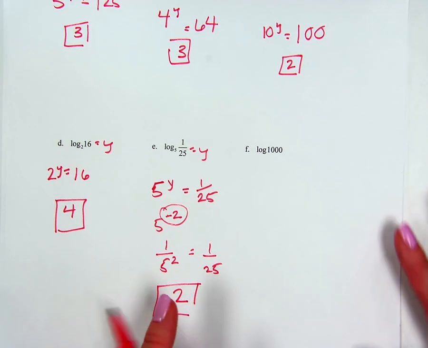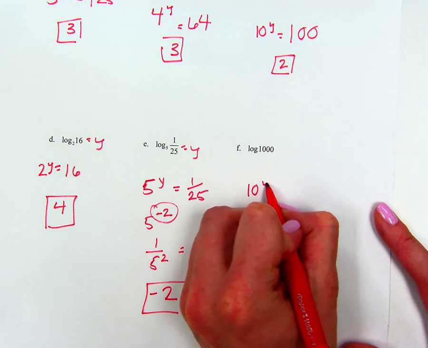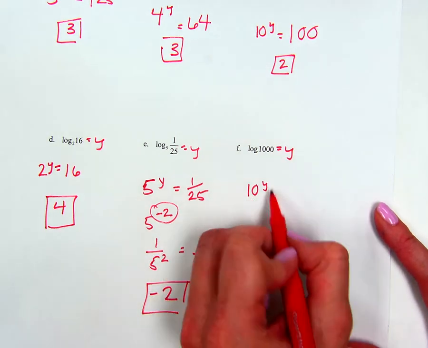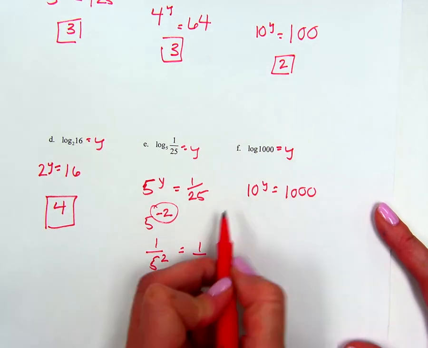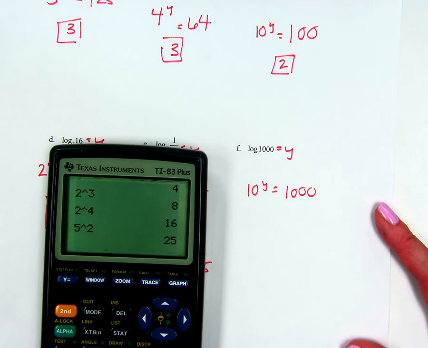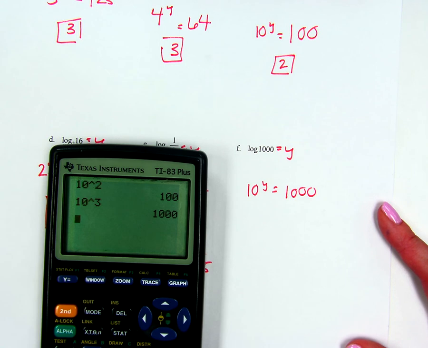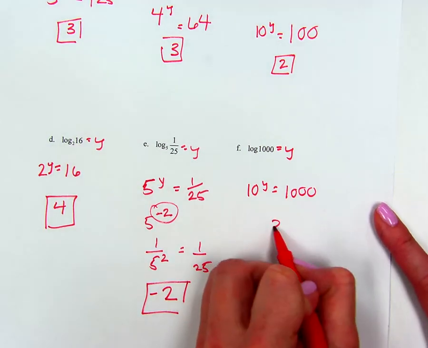And then the last one here, we're going to do 10 to the y equals 1,000. We'll just try that on our calculator too. We'll start with 10 squared, then 10 to the third, and that gives us 1,000. So your final answer for that one is 3.